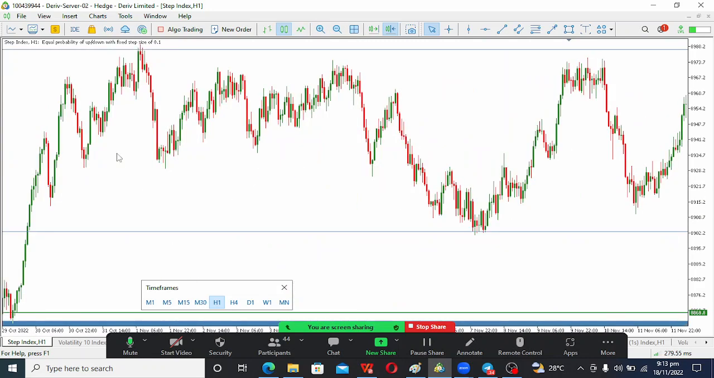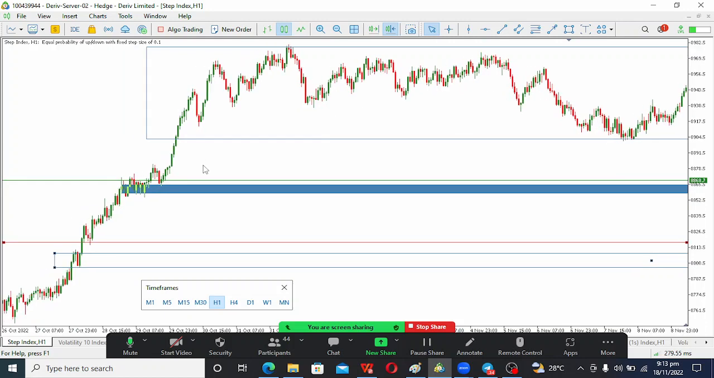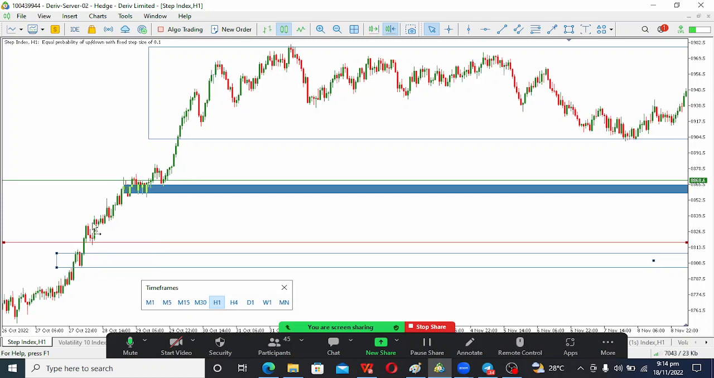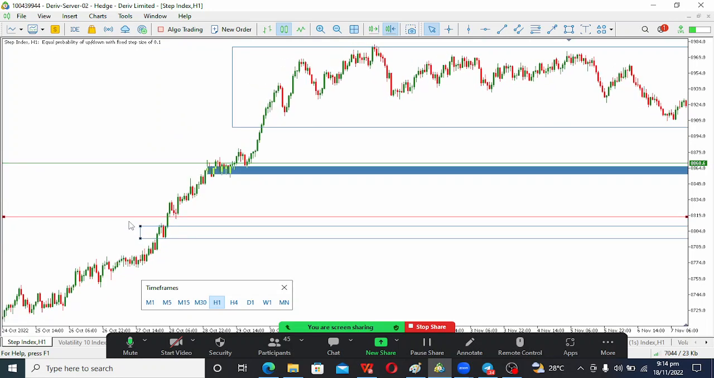Okay, so you tell us the reason. Chief, what I realized was that there was a retest before the market pulled up. So it is believed that when the market reaches there, there will be a kind of reaction. Okay. Let me see if I will be able to understand what you are saying. Okay, we'll come back to that.